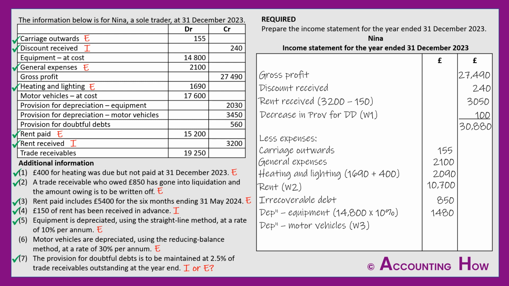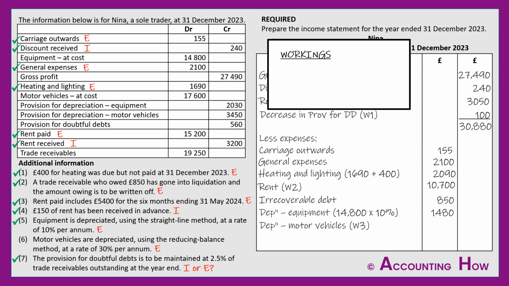Depreciation on motor vehicles. I'm now on working number 3. Let me get a working box running. There we go. So what do I know then? So net book value is the cost take away any depreciation that's already been done, sometimes known as the accumulated depreciation or the depreciation to date. So the cost of the motor vehicles, it tells me halfway down the trial balance, motor vehicles at cost, 17,600. I also can see in the trial balance the provision for depreciation on motor vehicles, 3,450.